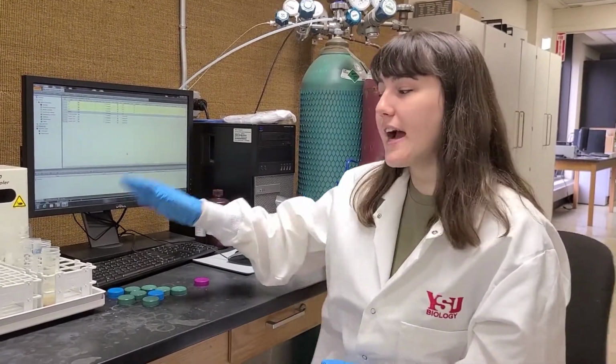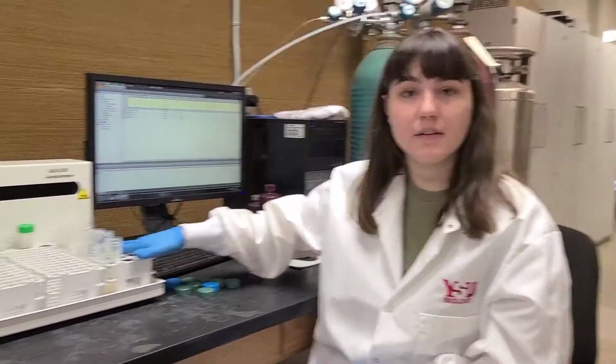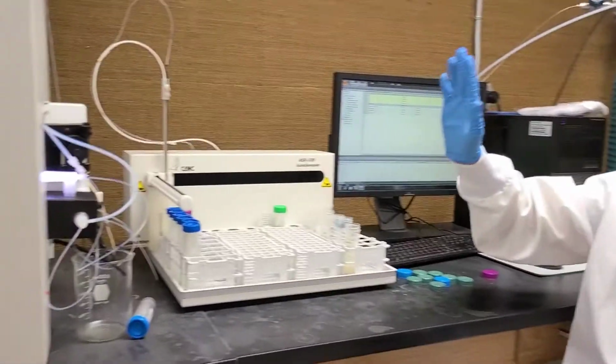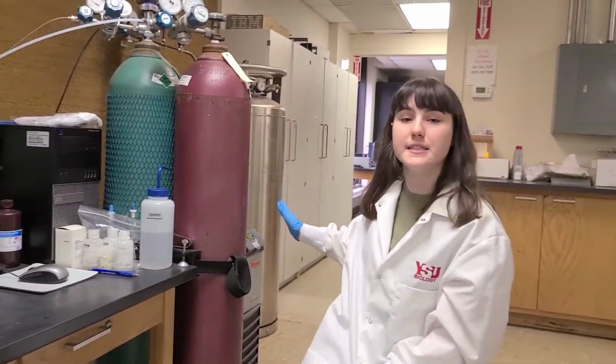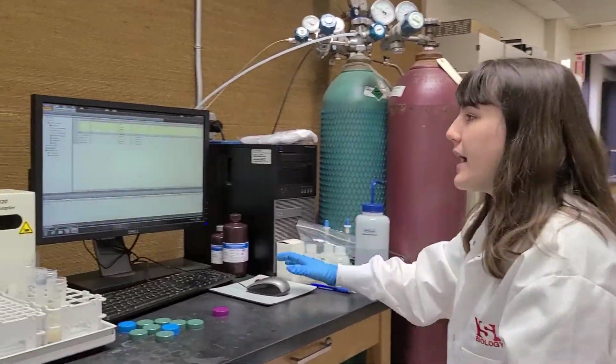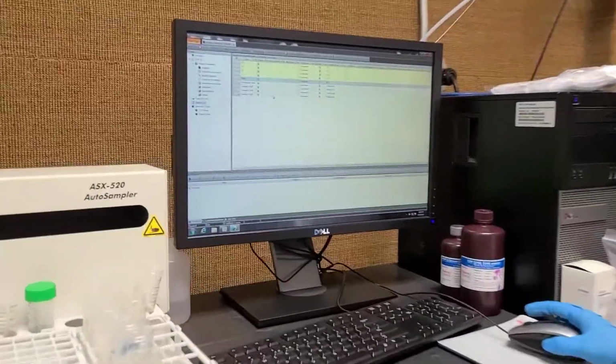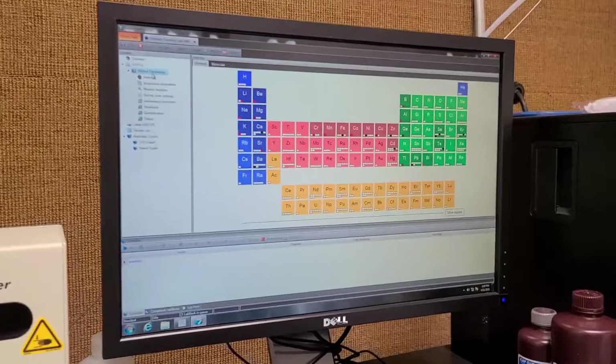Okay, so we have our samples here in the 4th rack. We have the ICP warming up, and we have our cooling system on. So now we can go to the computer and we can take a look at our lab book.